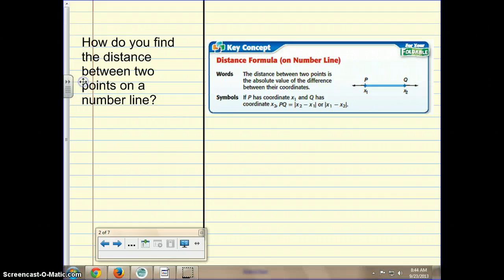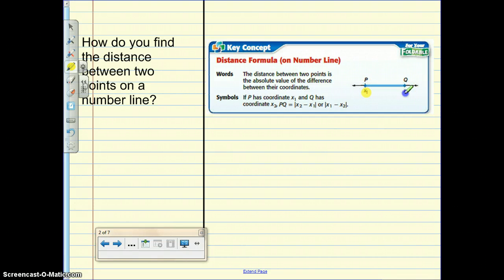Actually, there's two different ways to find distance, but first let's focus on how you find the distance between two points on a number line. Well, for any two points on a number line, to find their distance, we're just going to subtract one point minus the other. But since distance is always a positive value, we want to make sure that we take the absolute value of our answer. So the absolute value of the difference between any two numbers.